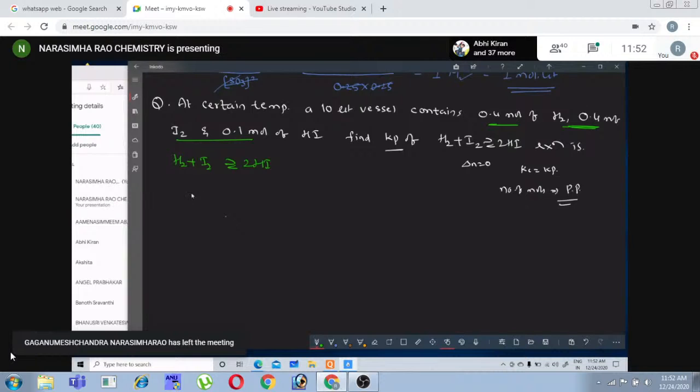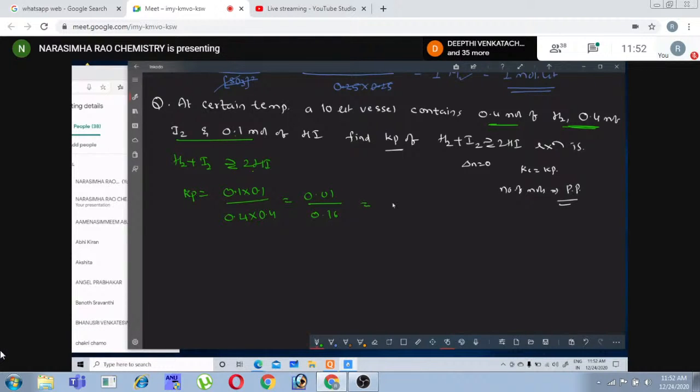Now Kp is equal to HI square, 0.1 into 0.1, upon I2 is 0.4 and H2 is also 0.4, so 0.4 into 0.4. That is 0.01 upon 0.16, which is 0.0625, our answer. Delta n is equal to 0, so no units. Children, is it clear now? So once again, can you say? Yes, yes.